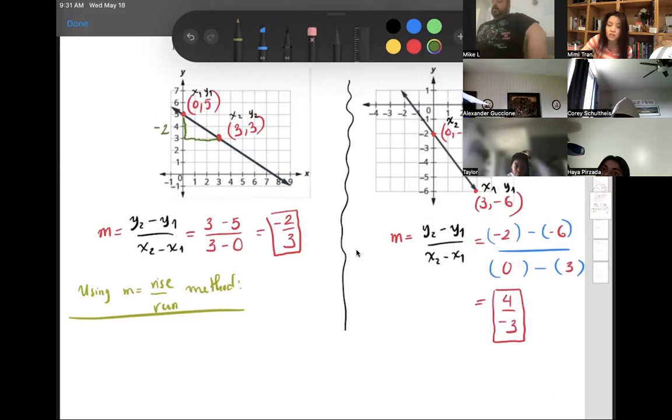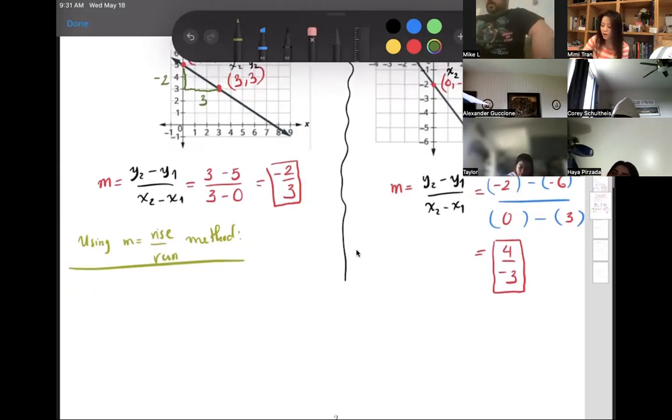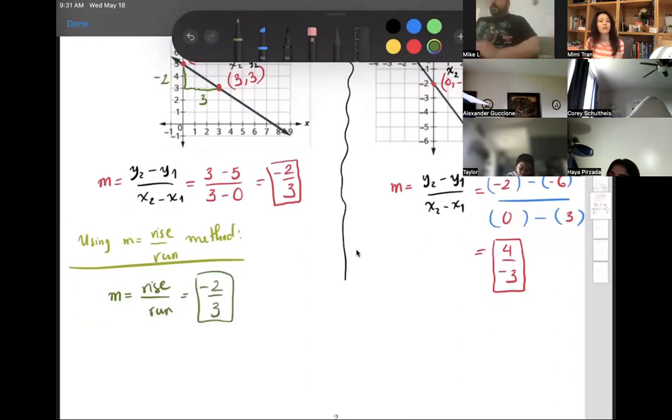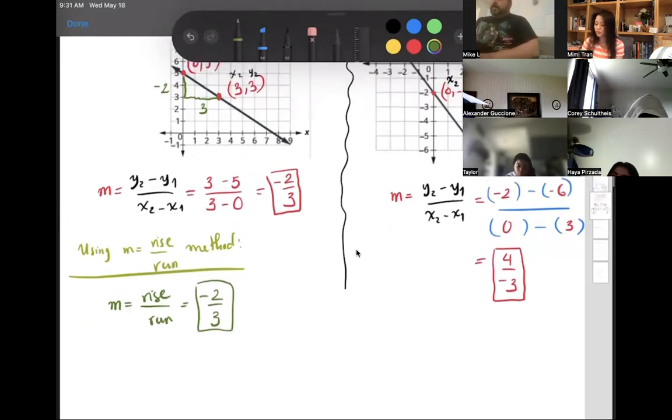3, right? Because you go right, it's going to be positive 3. So m is rise over run. You rise down, rise -2, and run over 3. So -2/3. So whichever method is easier for you.